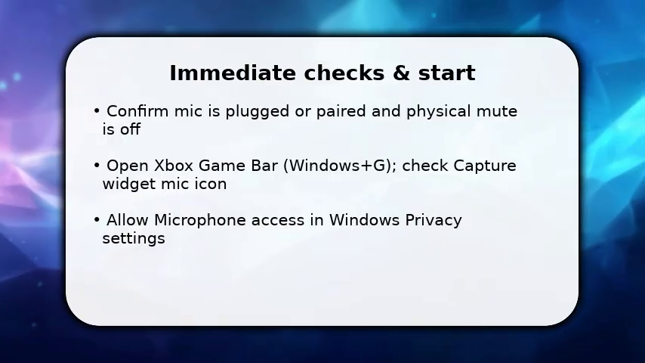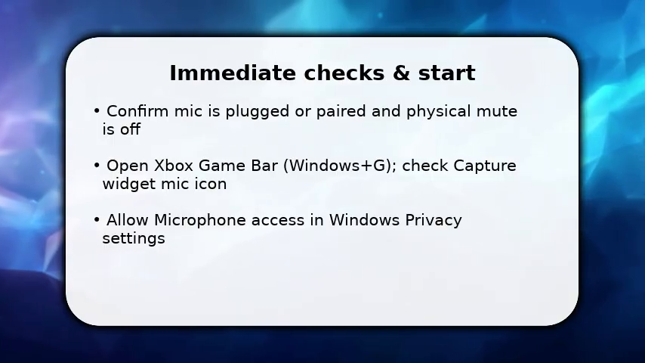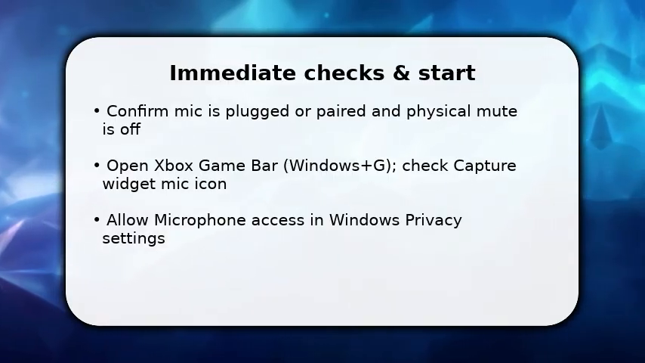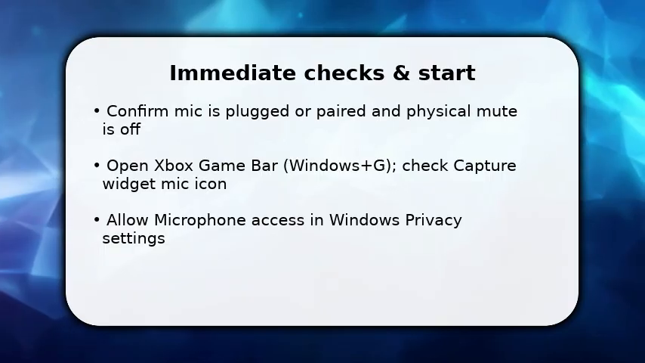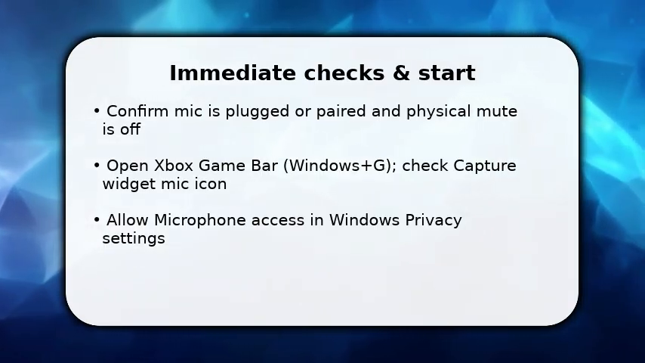You're starting with what matters: hardware and permissions. First, confirm the mic is plugged or paired and the physical mute isn't enabled. Next, press Windows plus G to open Xbox Game Bar and locate the capture widget. Make sure the mic icon is enabled.